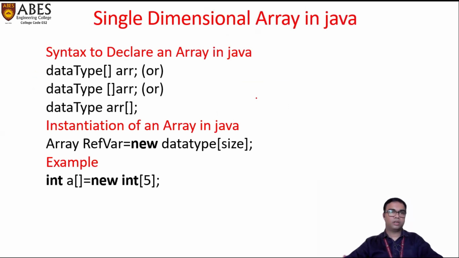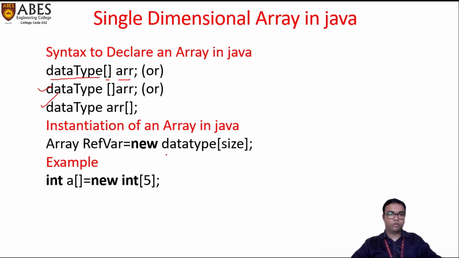So for single dimension, we have the syntax. You can see here, first we have to define the data type. Then we have to define these brackets. Then we have the name of the array. Okay. These are the different variations we can have. Means you can also declare like this. You can also have this. Okay. But now we have the instantiation, means you have to declare the size of the array.